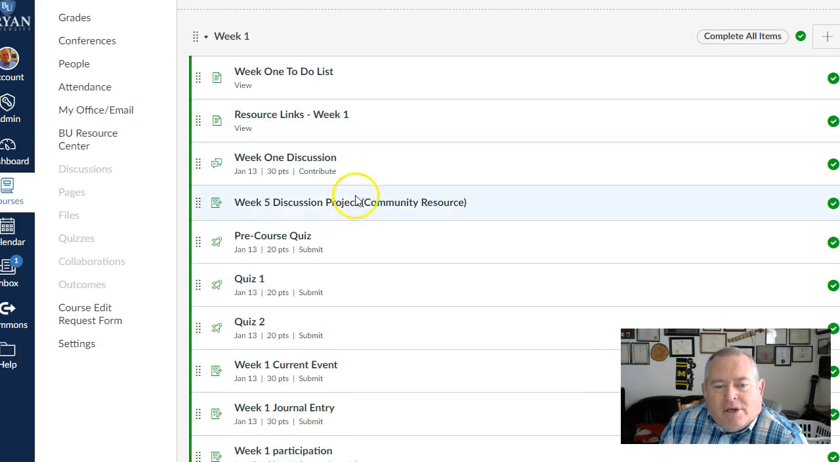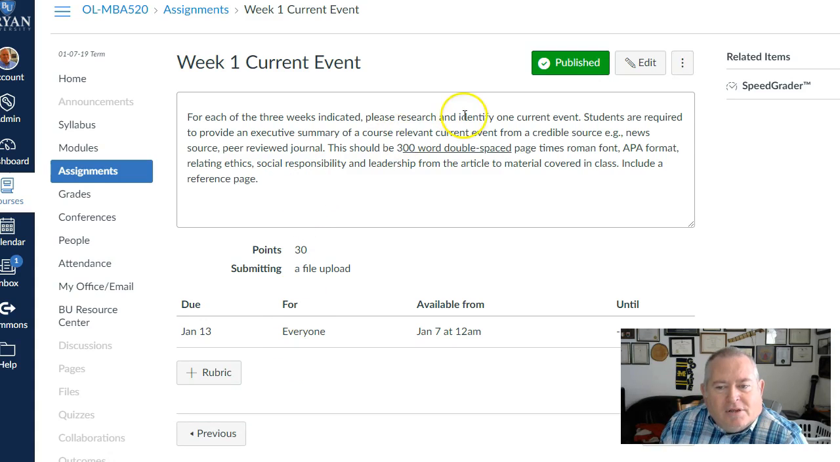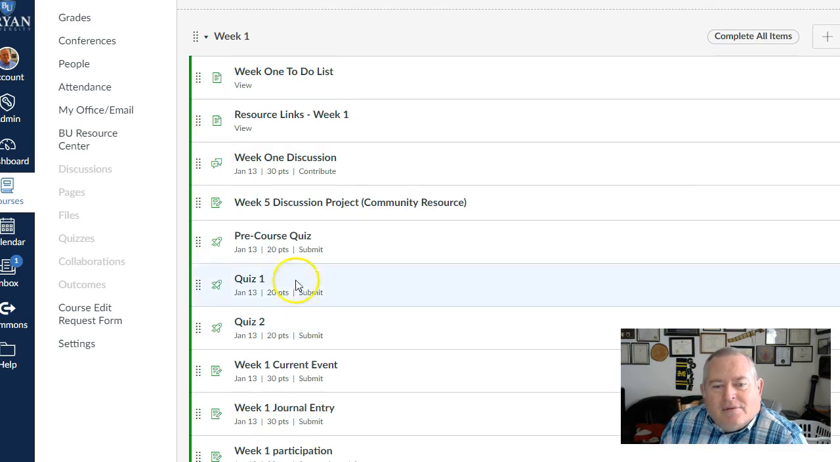Weekly assignments. You got your quizzes, you got a current event, and in the current events, you're going to have about 3 of those. It's a 300-word, double-spaced, Times Roman, APA format paper relating to what's being covered in a particular week, a current event relating to the week's topics in the chapters. You got your quizzes, and a journal entry.